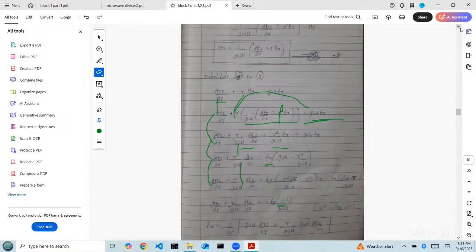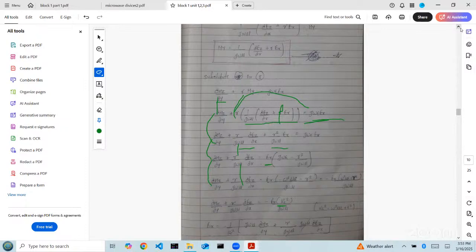On the RHS, we wrote j omega epsilon and E as Ex, Ey, Ez. Then what equations did we get? We got 3 equations. Comparing the ith term, the jth term, and the kth term, we got equation 3.4.